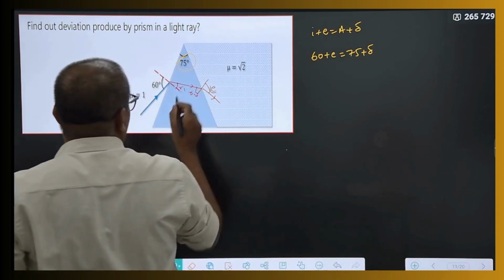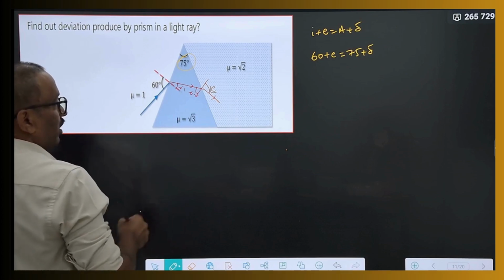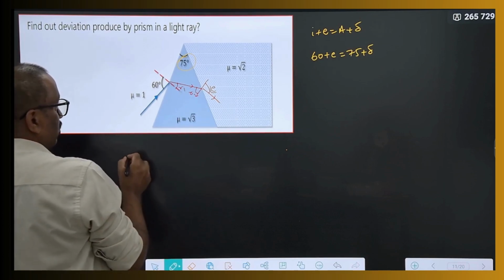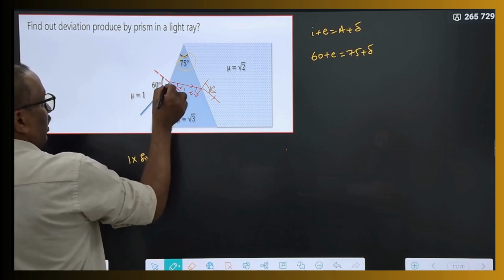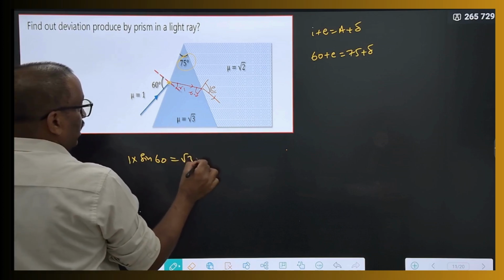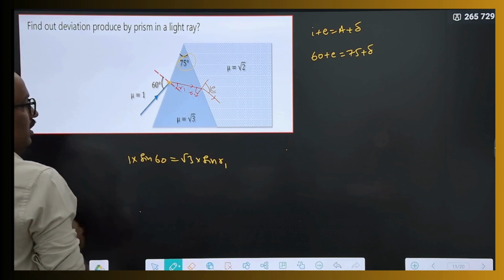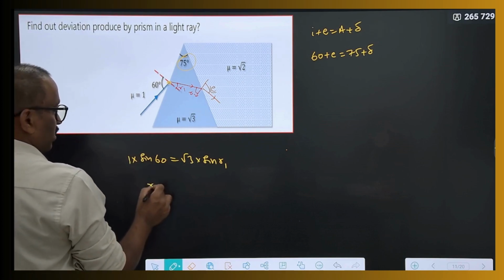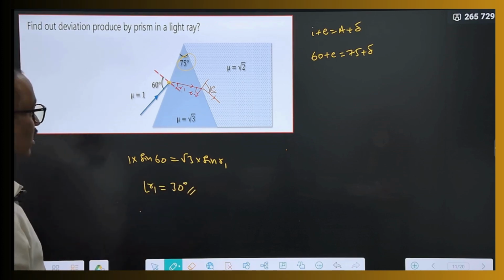To calculate e, r1 and r2 are required. To get r2, r1 is required. Apply Snell's law here: 1 into sin 60 is equal to root 3 into sin r1. Sin 60 is root 3 by 2, just as we discussed now, so r1 is equal to 30 degrees. Clear? I got r1 now.